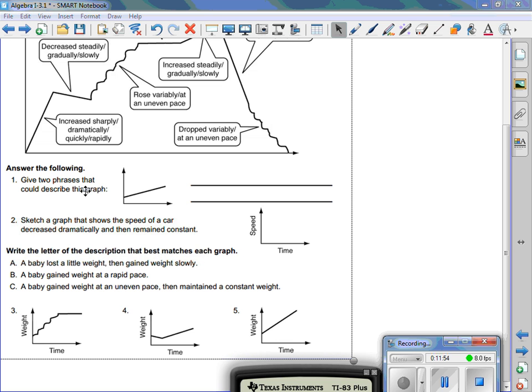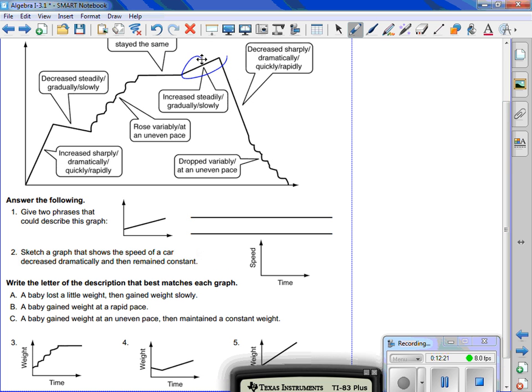What's one phrase we could say for this one? Increase steadily. What's another one? Quickly increased. Increase slowly would be better. Increase gradually. This one, it's not like that. It's more like this one right here. A couple of you thought it was this one. It's more like this one right here.